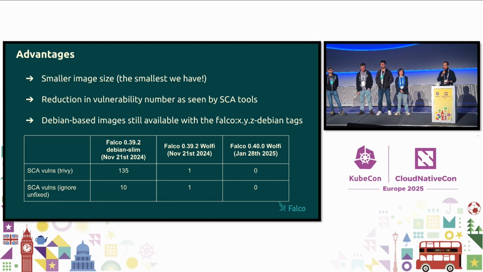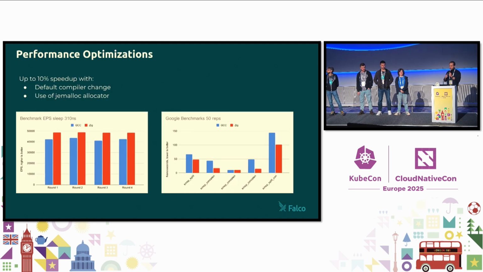But if you were using the distroless or minimal image, that now is the default, you will have 1. So we hope that we'll take some work back from the shoulders of DevOps engineers and security engineers that maintain Falco.